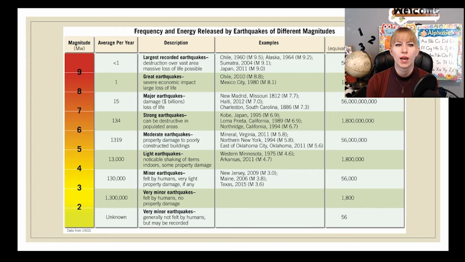And it tells you an average per year of how many of these kinds of earthquakes you're going to get, examples, and types of energy released in equivalent kilograms of explosive, essentially TNT.